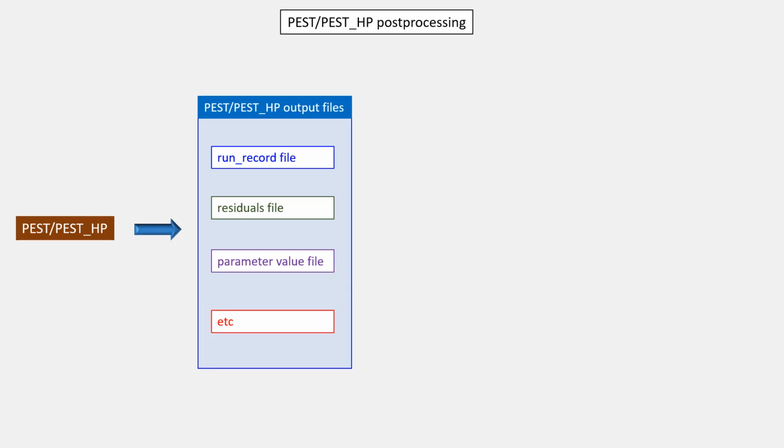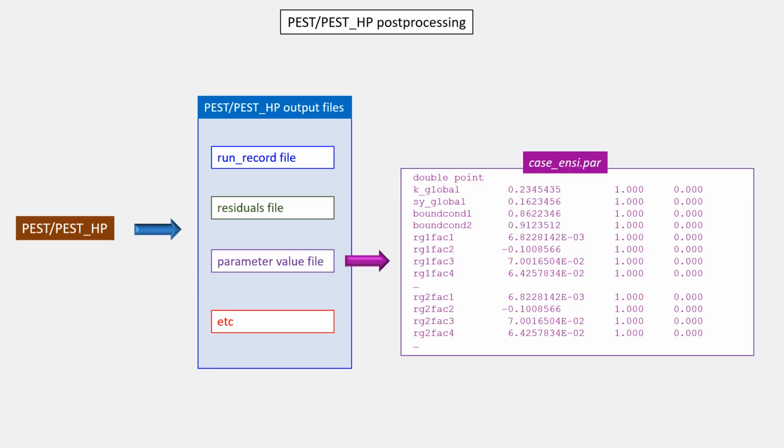PEST or PEST_HP, at any stage of the inversion process, has written up for us a parameter value file, and always this holds the best parameters that have been achieved up to that stage of the inversion process. At the end of the inversion process, the parameter value file holds optimized parameters. So let's have a look at that.